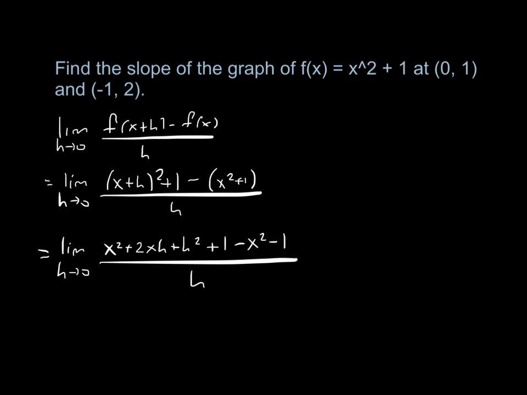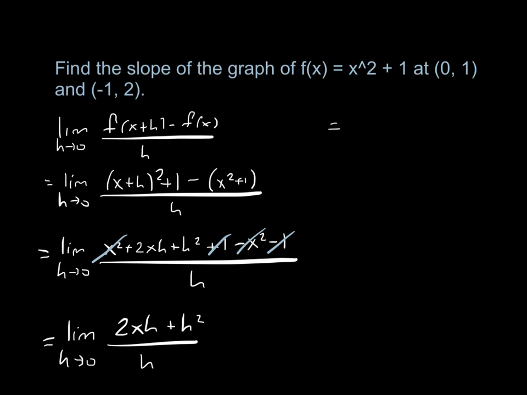We've got some cancellation, x squareds, 1s. So 2xh, h squared over h. We can take an h out of everything. So we get 2x plus h. So as h approaches 0, we want the limit of 2x plus h. So let's substitute. That gives us plain old 2x.